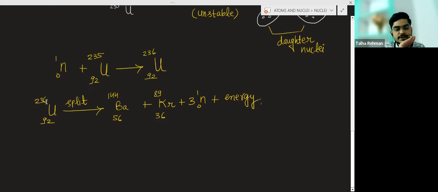Now you can balance the mass here also. It is 236 on the left. Now add 144 and 89, and 3, because here are 3 neutrons, so you will add 1 plus 1 plus 1. So the mass will become 3. 3 plus 89 is 92, and 92 plus 144 is 236. So the mass is balanced here.